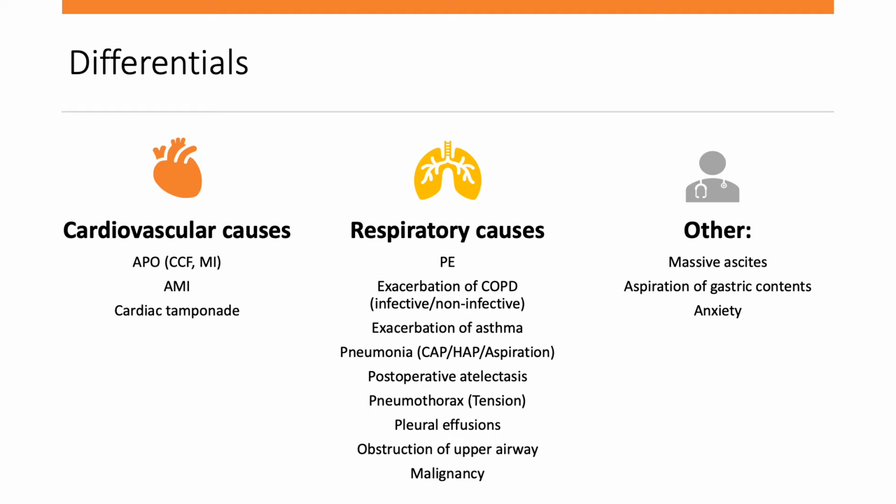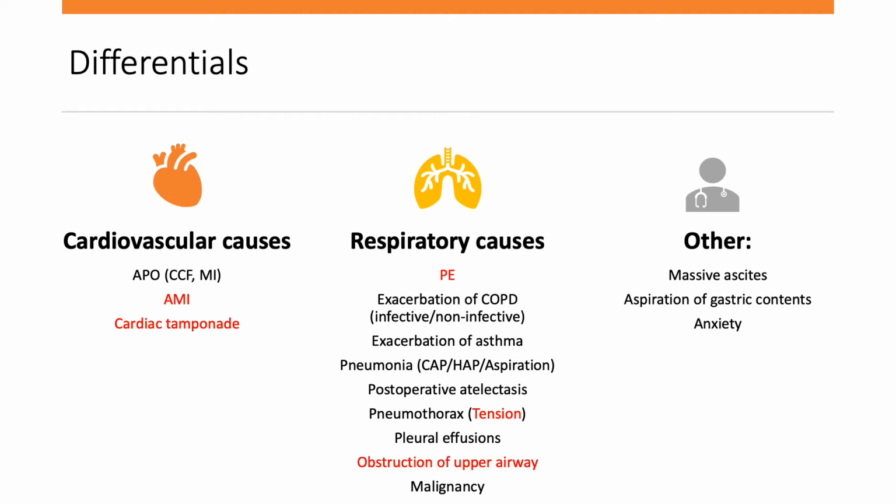every possible cause of the patient's presentation. And along with that, it's also important to keep in mind the life-threatening causes that require more urgent attention than others. And that would be a myocardial infarction, a cardiac tamponade, a pulmonary embolism, a tension pneumothorax, or an obstruction of the upper airway. So you'll want to get help very early if these present to you.